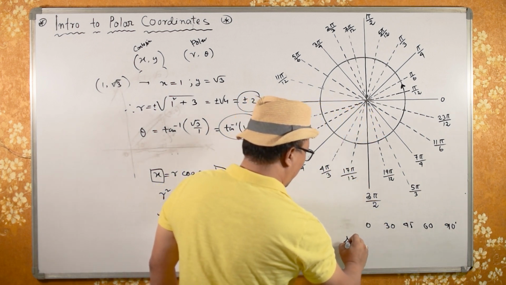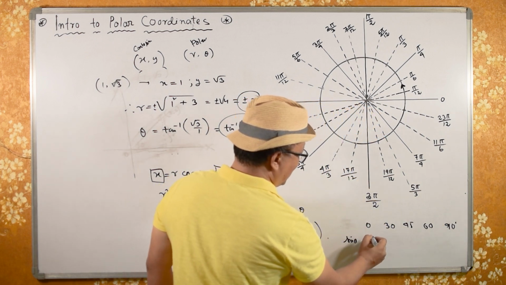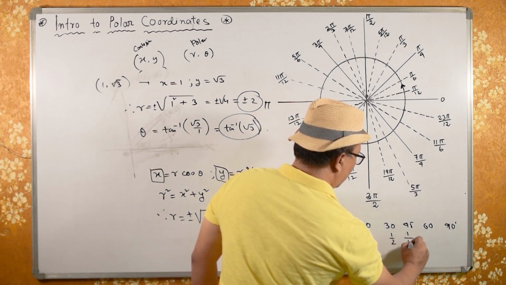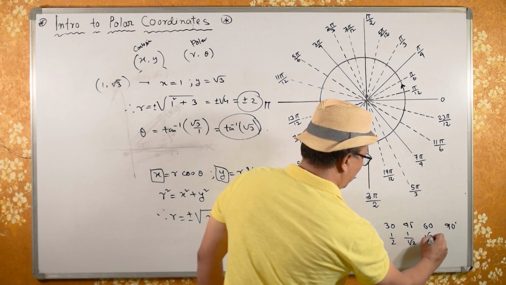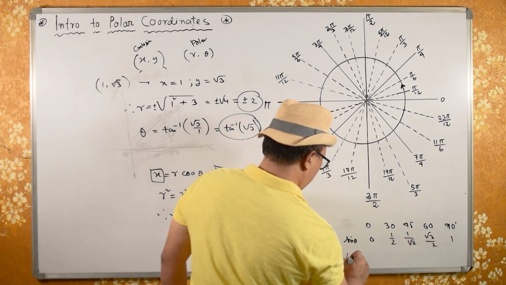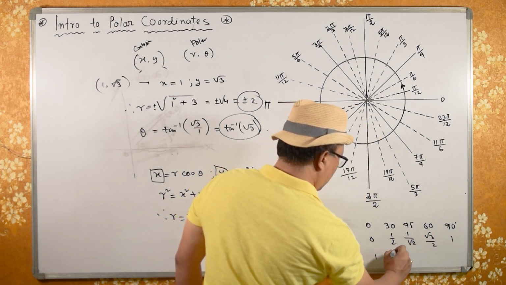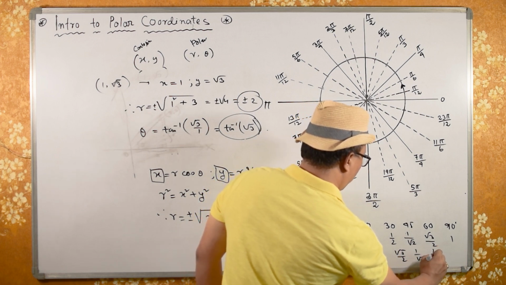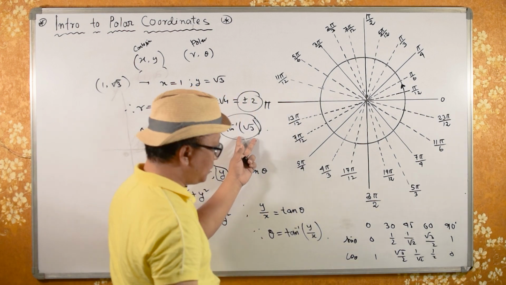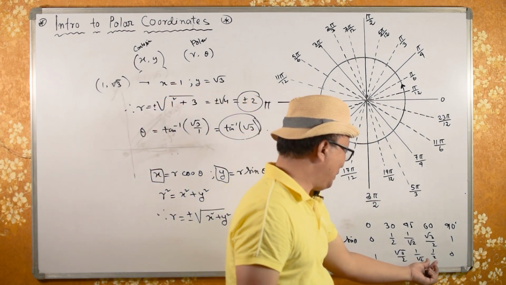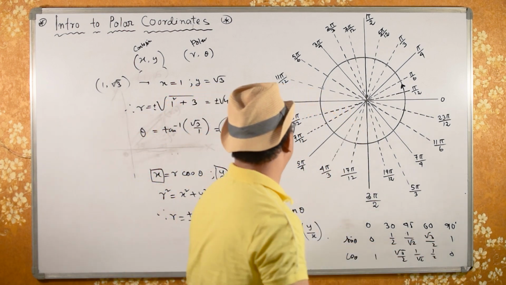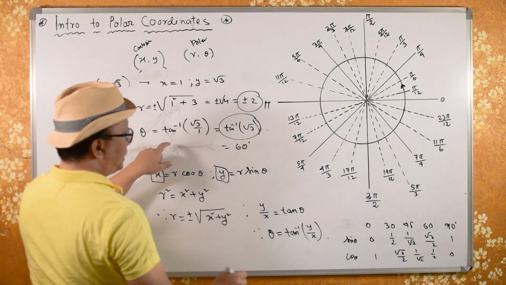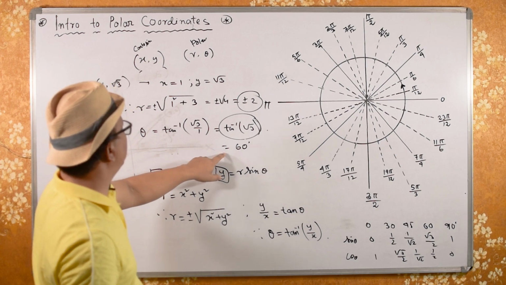Say if we have sine of theta: sine 0 is 0, 1 by 2, 1 upon root 2, root 3 by 2, 1. Cos of 0 is 1, root 3 by 2, 1 by root 2, half, 0. Now tan inverse root 3. Root 3 is what, 60 degree. So theta is 60 degree. We can keep it like this.